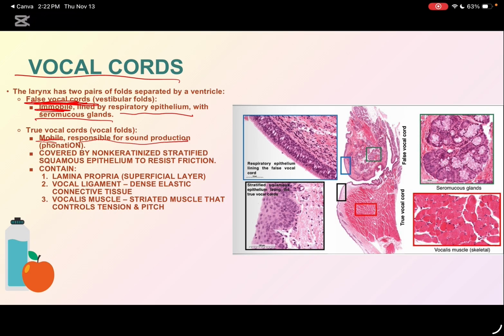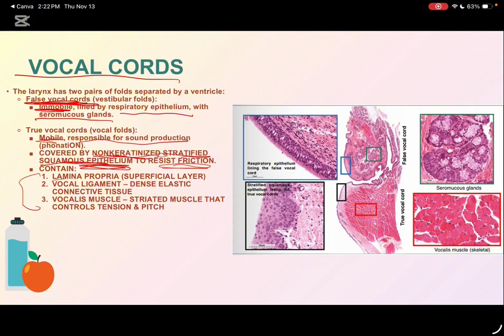They are covered by non-keratinized stratified squamous epithelium. Why? Because non-keratinized stratified squamous epithelium resists friction. And what do these contain?